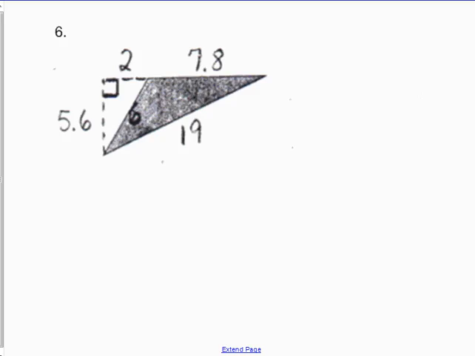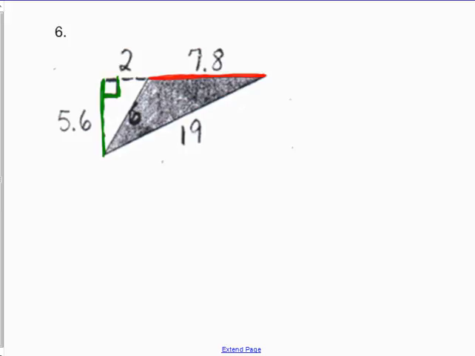Okay, so now here we have an altitude that's outside the triangle. That's okay. We just have to figure out which base it is. So if we're looking at this triangle, we have the altitude that goes right here. So it's going to be associated with this base right here. Only the base, not the extra stuff. We're not worried about the air that's between the base and the altitude.